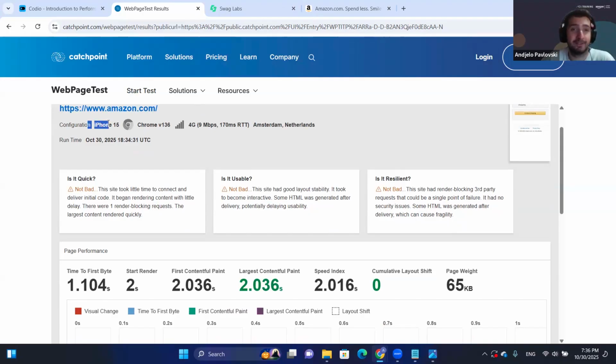Then we see what we were testing at. We can see iPhone 15, Chrome version 136. And don't be confused by this. This is Chrome because this is the browser I'm using. It's not Safari because I'm working on Windows, so I don't have access to it. If you try it, I don't know if it works with Safari, but if you have a Mac or an iPhone, you can try that. You see the information is going from Amsterdam, and then all the megabits, 9 megabits per second with the 4G.